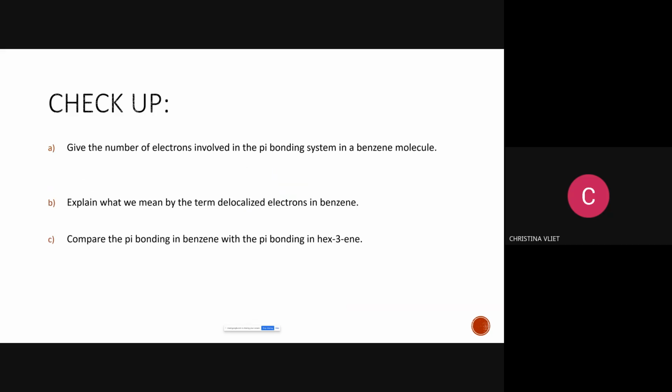All right, quick checkup. Give the number of electrons in the pi bonding system for benzene. How many electrons is it?